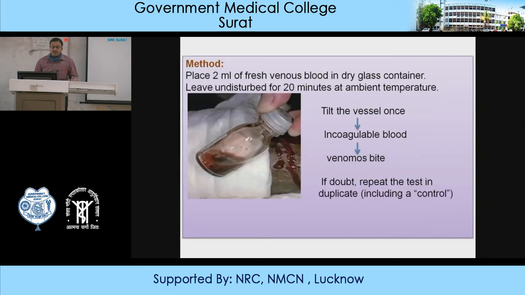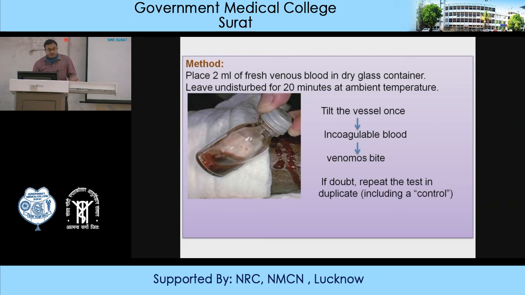Method: place 2 ml of fresh venous blood in a dry glass container. Leave undisturbed for 20 minutes at ambient temperature, then tilt the vessel once. Incoagulable blood means a venomous bite. If in doubt, repeat the test in duplicate, including a control.